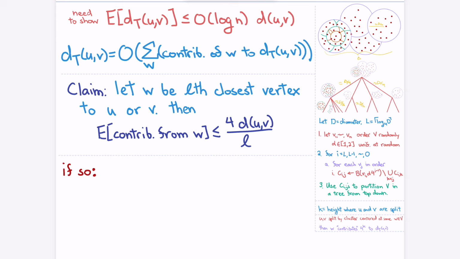So suppose this were true, that the 10th furthest vertex or 10th closest vertex, whatever, contributes d over 10. It's equally likely for it to be the 100th, or the L-th closest. That's actually going into greater detail.